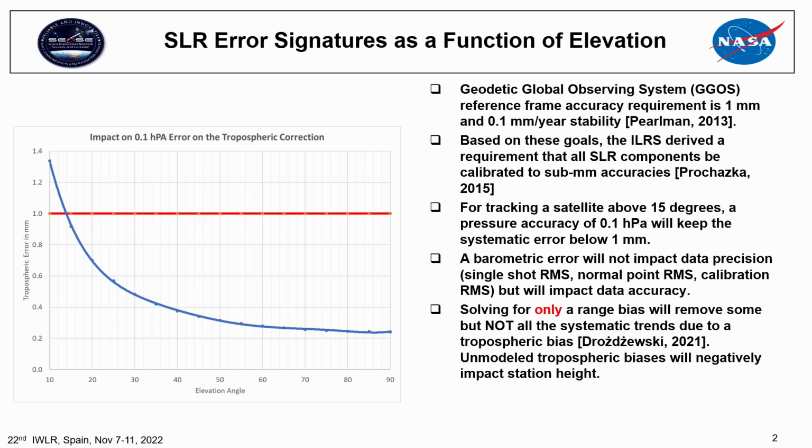The bad thing about a barometric error is that it's not going to impact data precision. It's not going to affect the single shot RMS. It's not going to affect the normal point RMS. It's not going to affect your calibration RMS, but it will impact your data accuracy. Solving for only range bias is not going to remove all the systematics due to tropospheric bias. Christoph has shown this. And unmodeled tropospheric biases will negatively impact your station height.